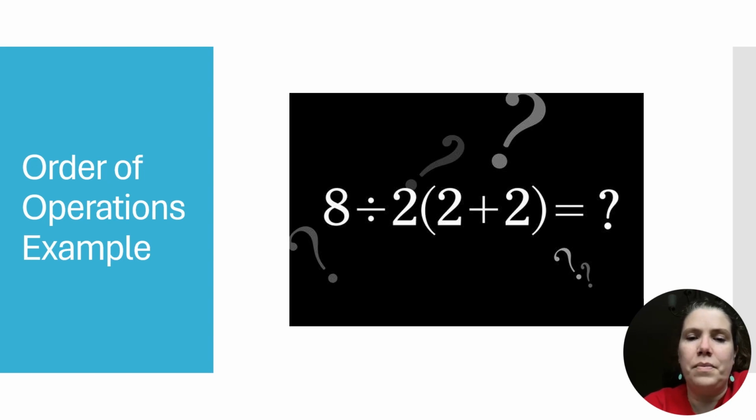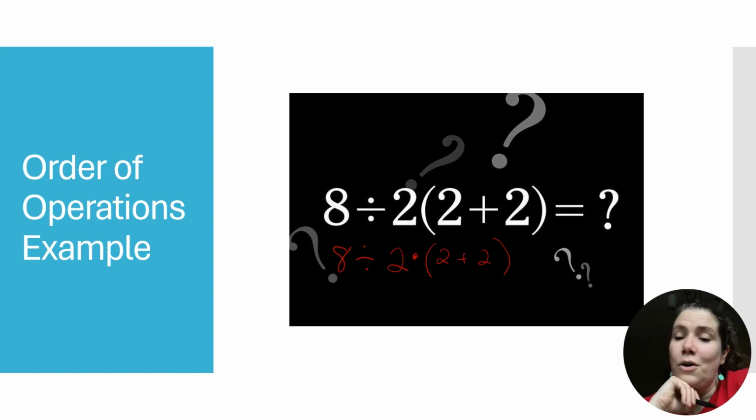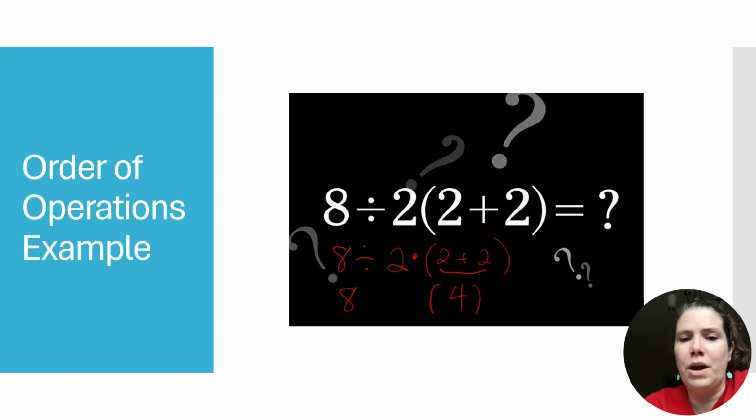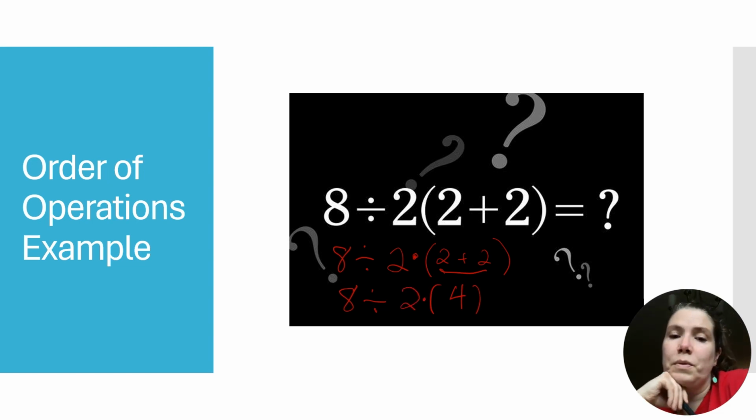So it's 8 divided by 2, and there's a missing little times. We know that when you have a number right next to a parentheses, that's a little times. So 8 divided by 2 times the group 2 plus 2. The first thing we want to do is inside the parentheses, right? We're going to do that group. So 2 plus 2 is 4. And then we have the part where everyone loses their mind. So we have 8 divided by 2 times 4.